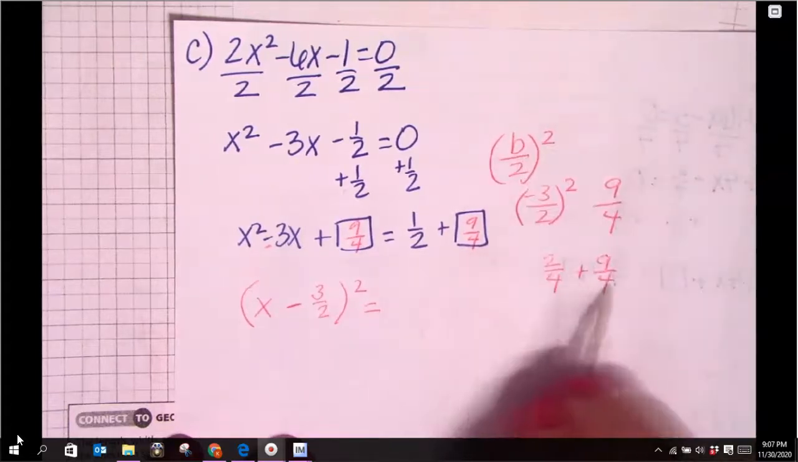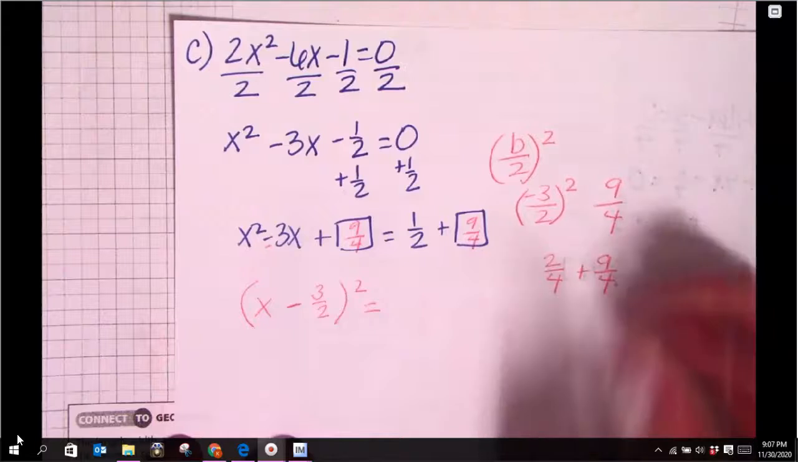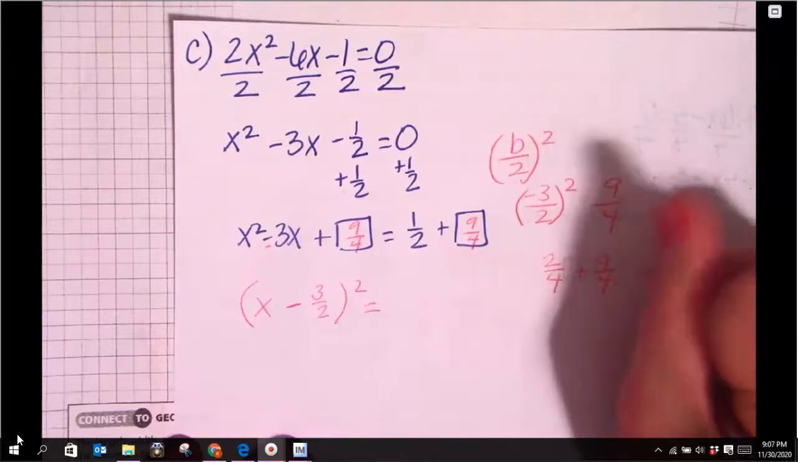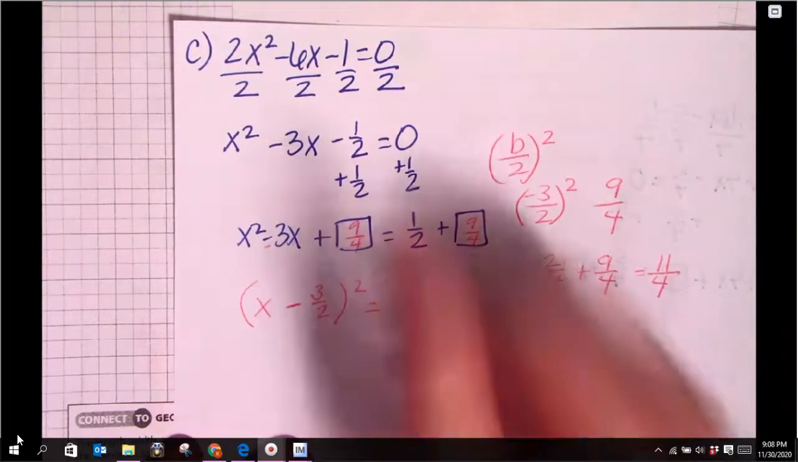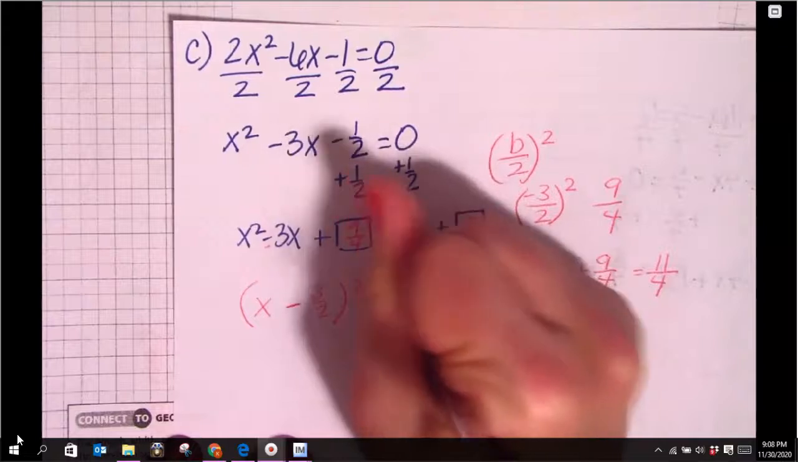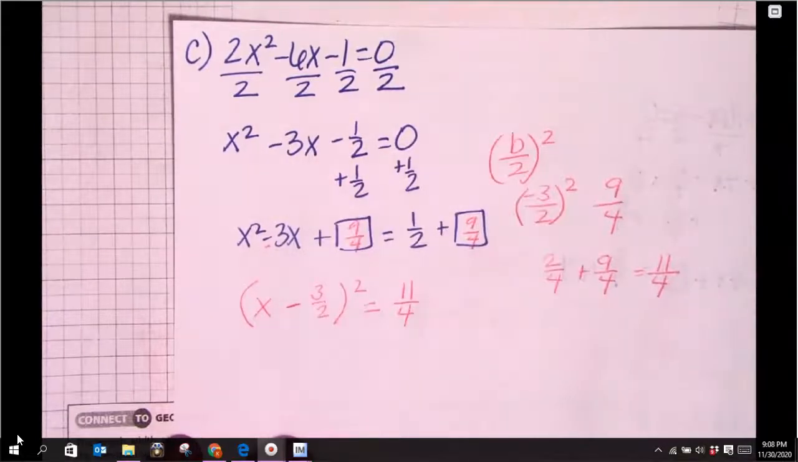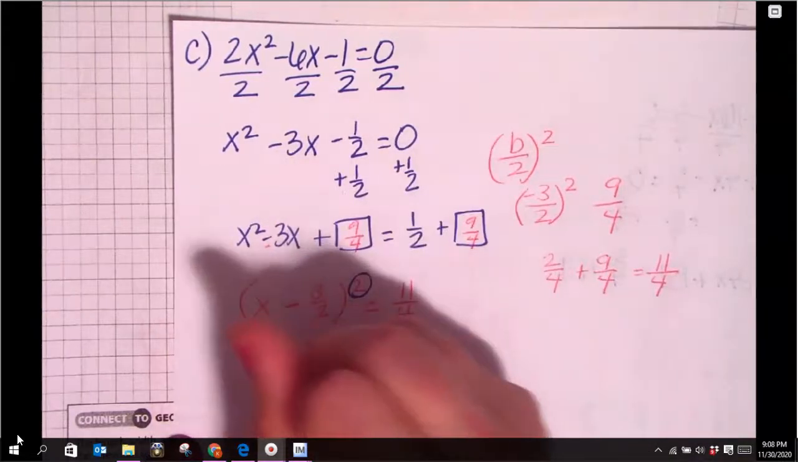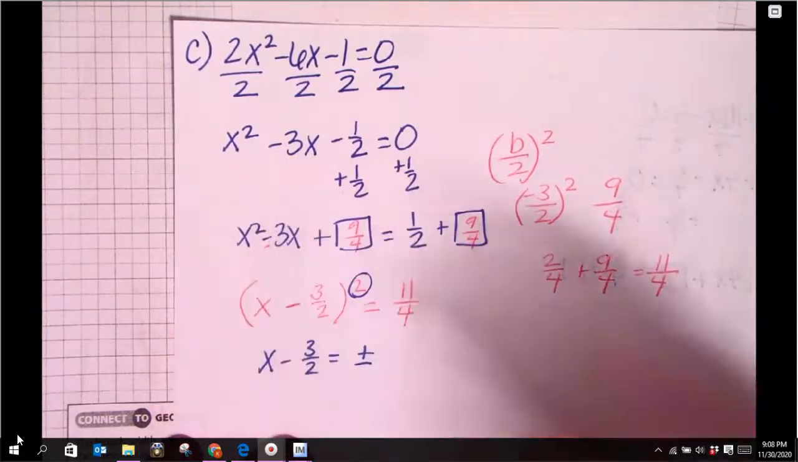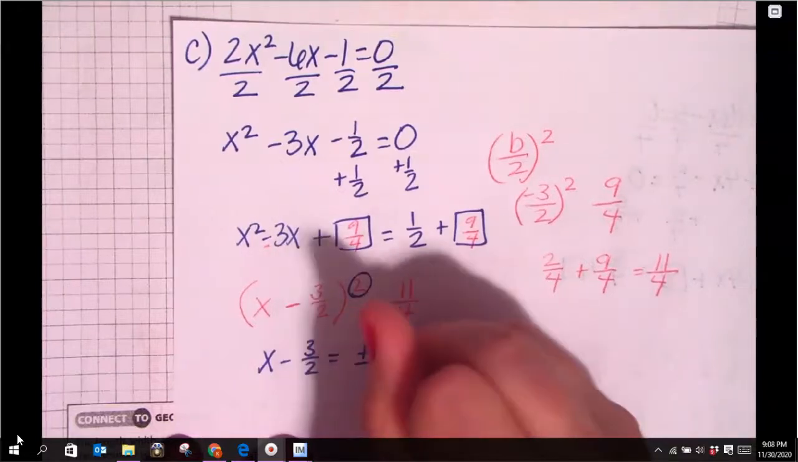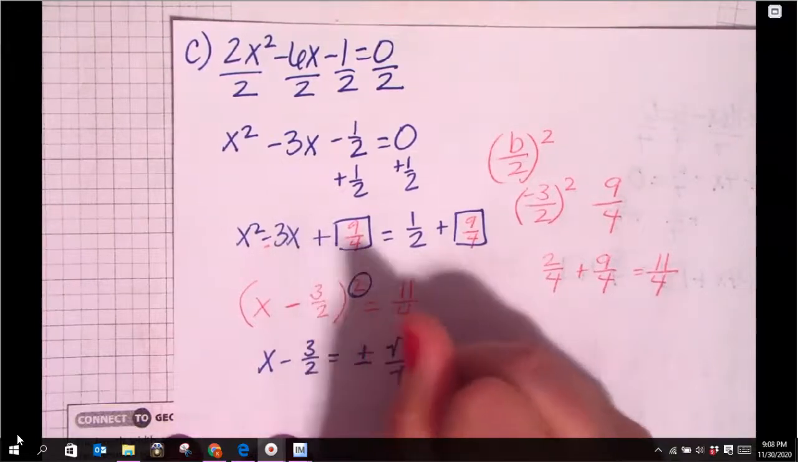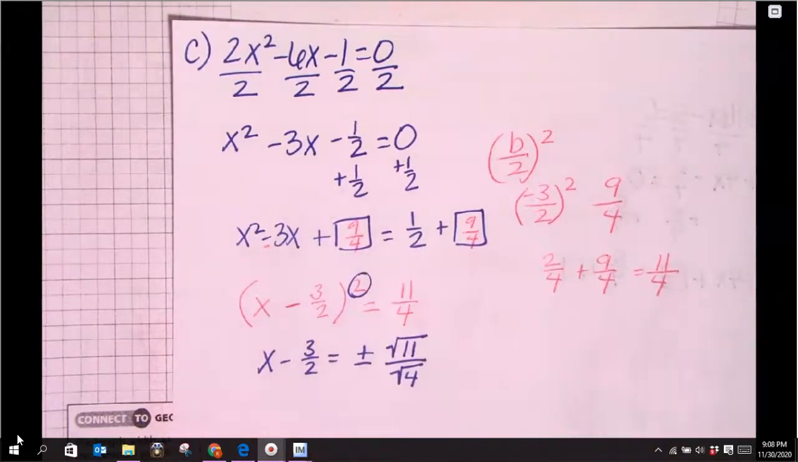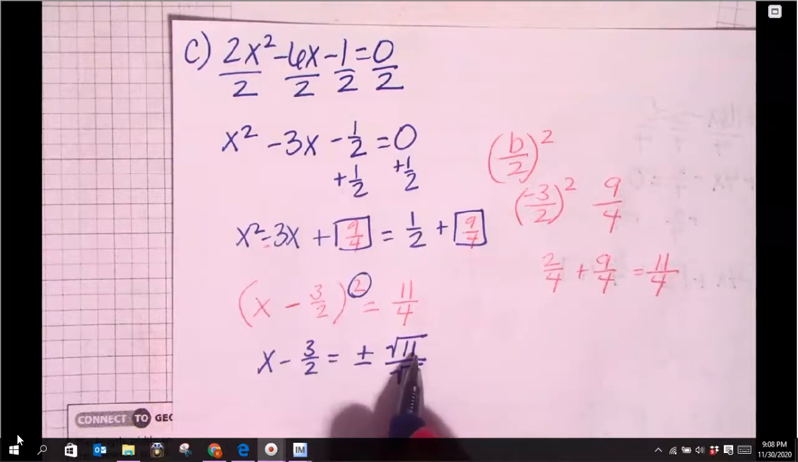Now they have a common denominator. 2 plus 9 is 11/4. The denominator stays the same, so that's 11/4. Like I said, you can use a calculator for that. Now we have to get rid of the square. We get rid of the square by taking the square root. So that's plus or minus the square root of 11 divided by the square root of 4. The square root of 11 is not perfect, but it cannot be reduced, so it's fine as is.